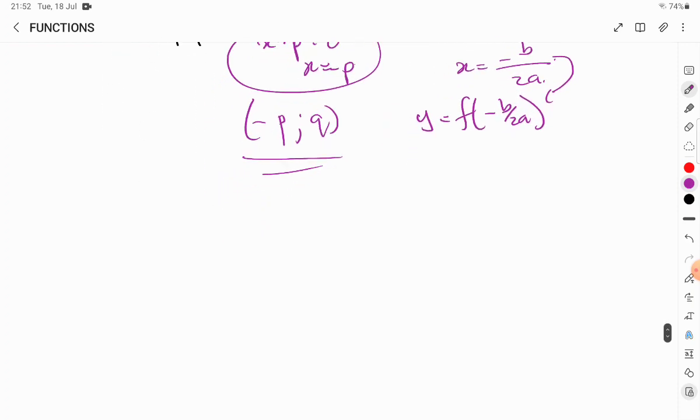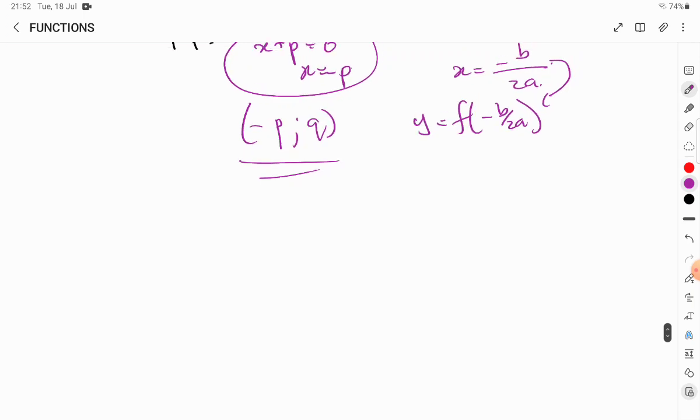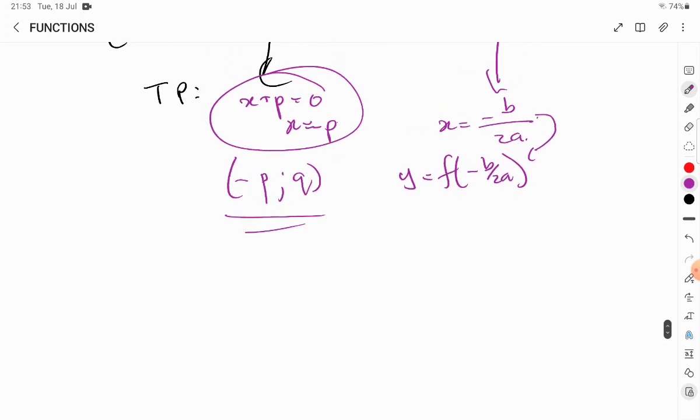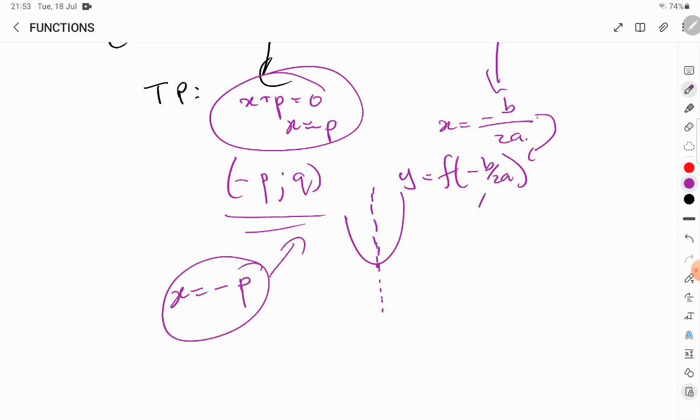Also, we need to talk about something else here. Once you have a turning point, you'll also have one other thing, the axis of symmetry. Say this is your graph and this is your turning point. This line that cuts your graph into half becomes your axis of symmetry. So here it's going to be x = −p, or the equation of the axis of symmetry will be x = −b/2a, depending on whichever method you are using. So that's just it.